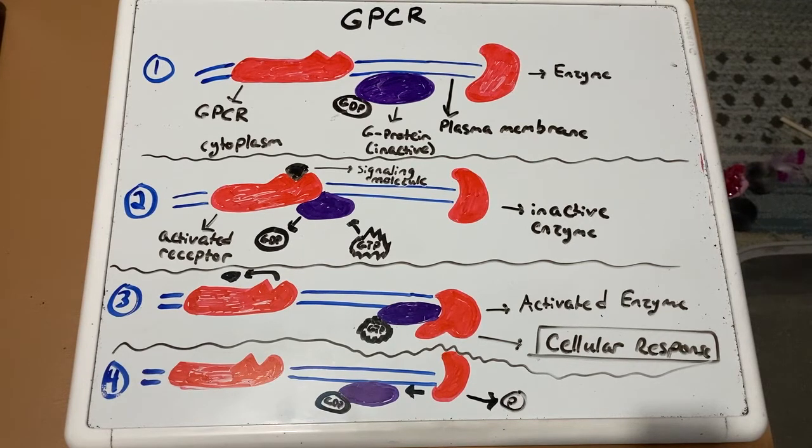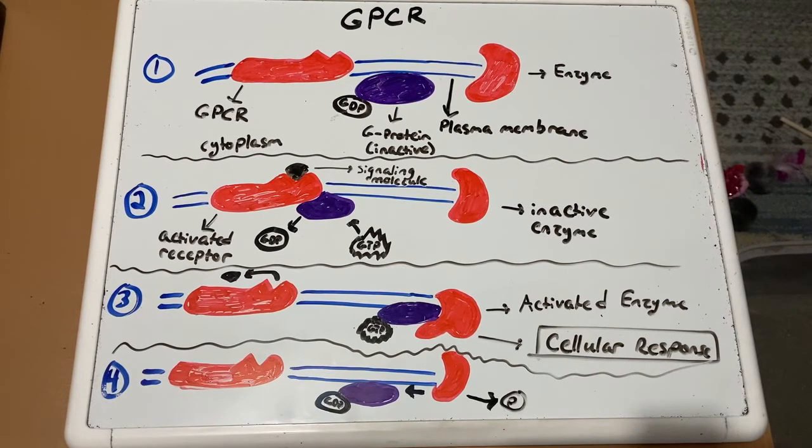After the cellular response is completed, the GTP connected to the G protein is hydrolyzed, converting it to GDP. Because of this, the G protein becomes inactive and leaves the enzyme. The enzyme changes to its original shape and the process is available to occur again.